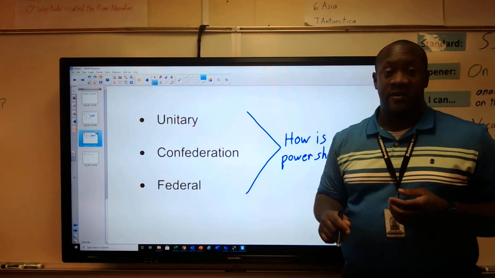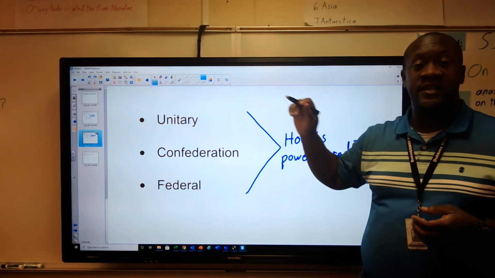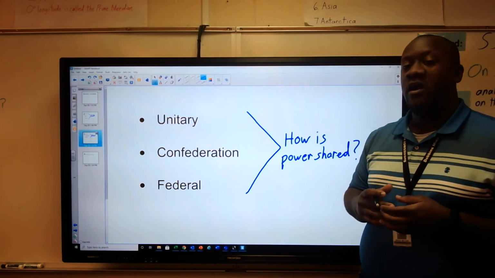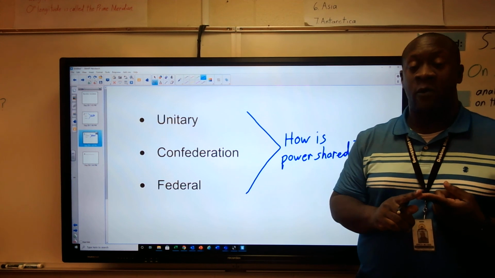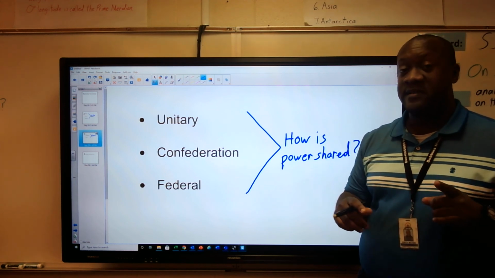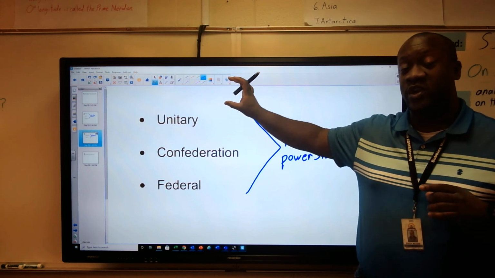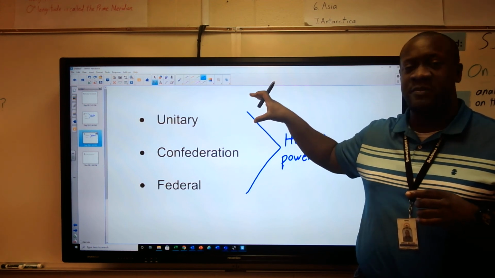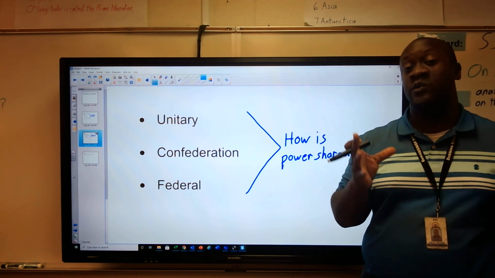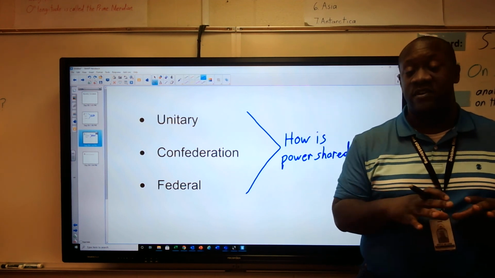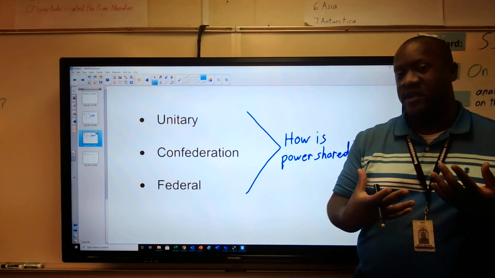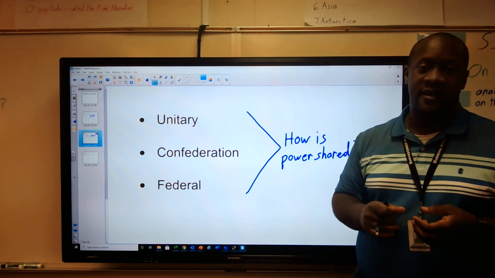So unitary. If you ever see the word unitary, when we're talking about a country and we're looking at their government, unitary means all power is with the central government. All right? So that means that if the United States were unitary, if we said, okay, how is power shared? And we said, oh, it's shared in a unitary way, that would mean all power is with Washington, D.C., and the states have no power.